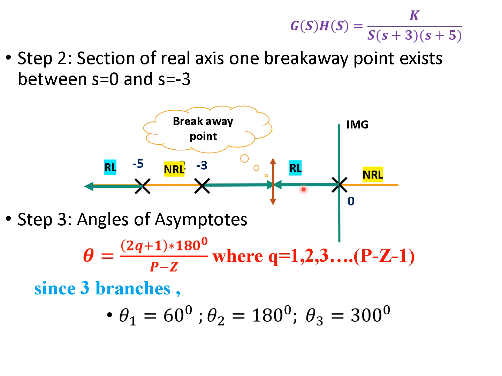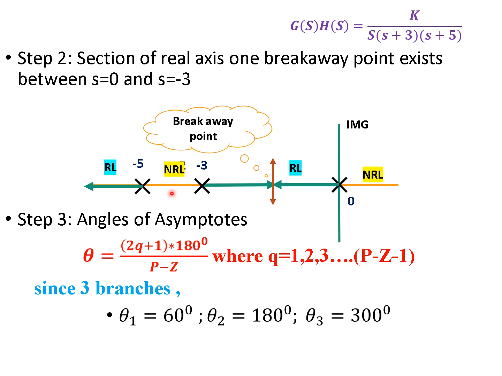Now first we need to decide where the root locus exists. So let me keep the cursor at this point, and to the right side of this cursor point there is only one pole, which is an odd number. That means root locus exists at this point. So root locus exists from 0 to -3.